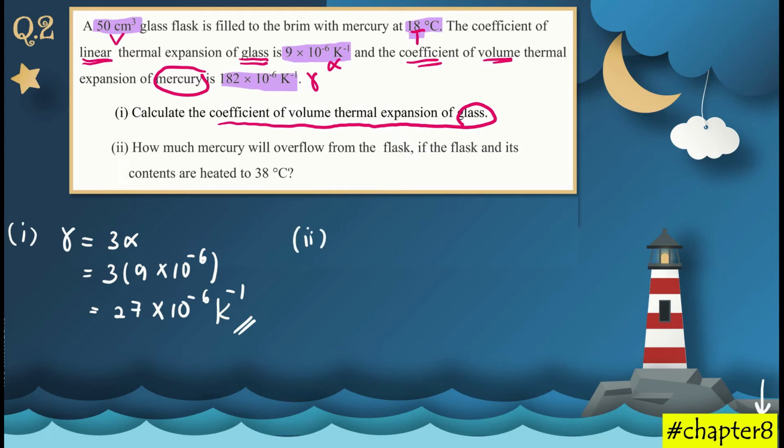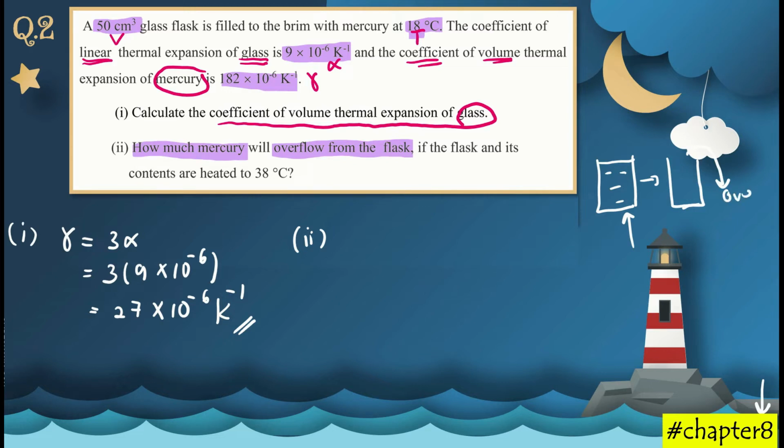And the second question, we need to calculate the amount of mercury overflow from the flask. Please note that when we heat up a flask with mercury, both mercury and the flask are expanding, meaning that there'll be an overflow of liquid, or the mercury in this case. So to find how much the mercury overflows from the flask, if the flask and its contents are heated to 38 degrees Celsius, we need to use the formula: liquid overflow is equal to change in volume for liquid, or in this case mercury, minus change in volume for container, or in this case glass.